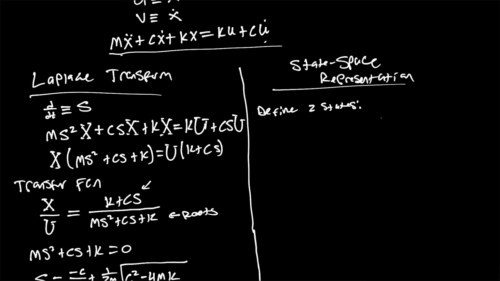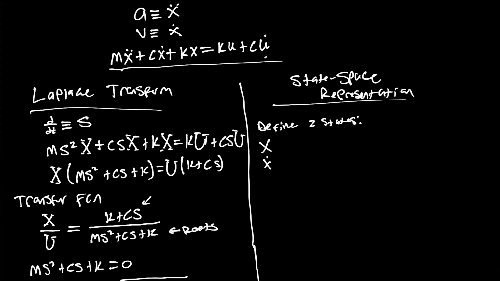That's usually one state less than what we know. So we know X, we know V, and we know A. We're going to define two states that are going to be represented here. And the easiest ones to select are going to be X and X dot, where we know that X is basically equal to itself, and X dot is equal to the velocity.